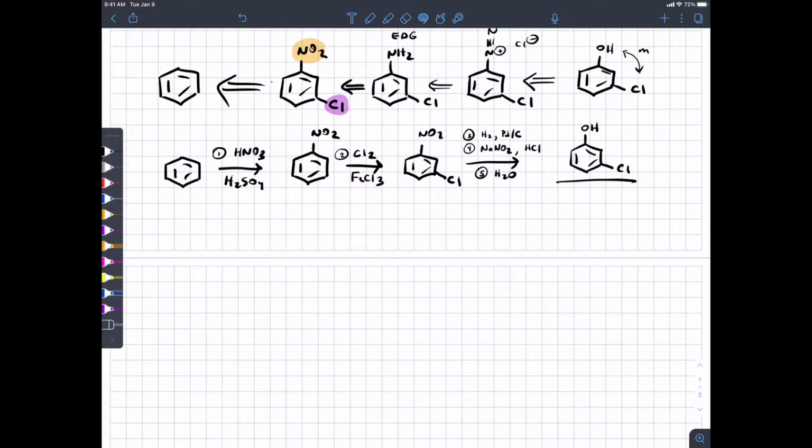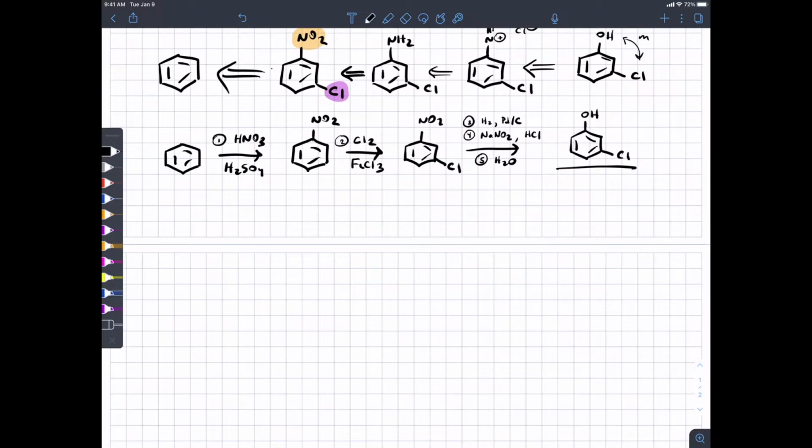All right, others. Let's try another one. Some of these will be easier than others. Let's try para-iodotoluene.